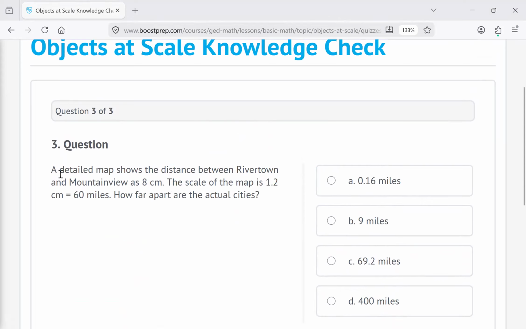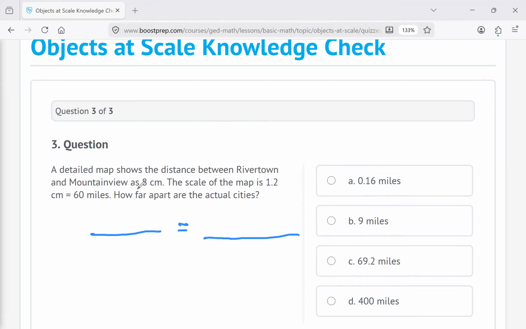So question three says, a detailed map shows the distance between River Town and Mountain View as 8 centimeters. The scale of the map is 1.2 centimeters equals 60 miles. How far apart are the actual cities? So yeah, have you ever seen a map? You obviously know that when you're looking at the map, it's not drawn to scale, right? So that's what they're doing. So you don't have to draw an image. You can just set up your proportion.